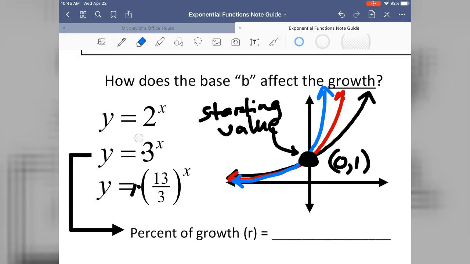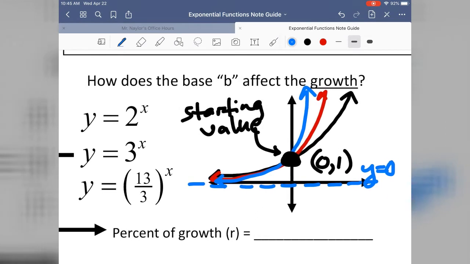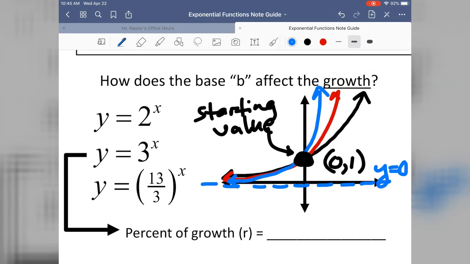Now, there's one more thing that's true about all these equations, and it's going to be this ever-famous asymptote. The asymptote is the line that our graph is approaching, but is never going to cross. And so we see that the asymptote is 0 for all three of these.